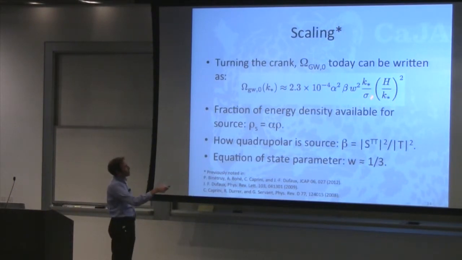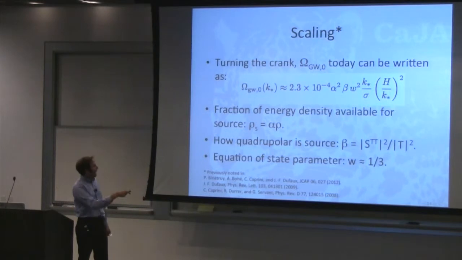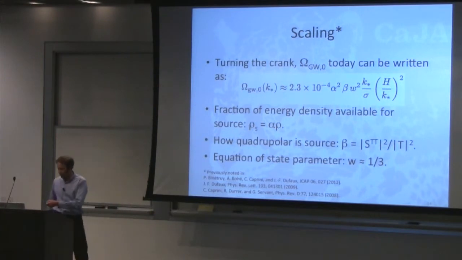And then there are also these two other factors here, k star and sigma, and then you have k star divided by the Hubble constant, the Hubble scale. And much of this scaling is already noted in these previous works.